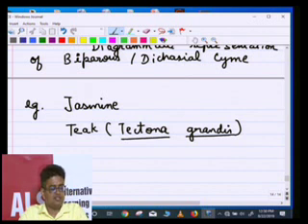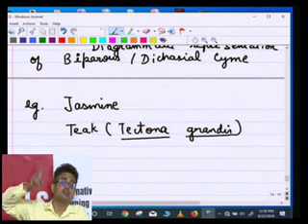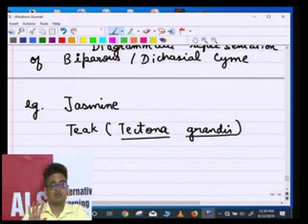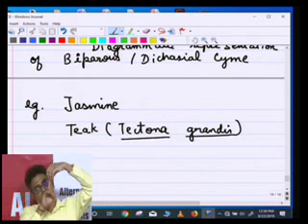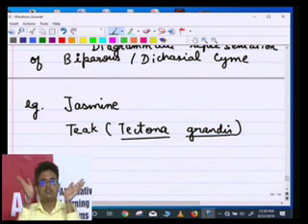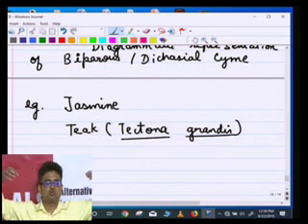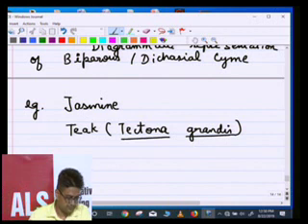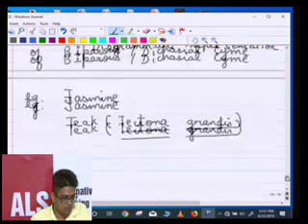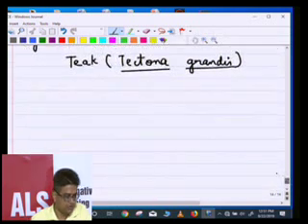So teak is an example of biparous or dichasial cyme. The oldest flower is here, then there is a branching, second flower, then third flower here. So it has two branches growing like this. It is also called true cyme, but that is not required.